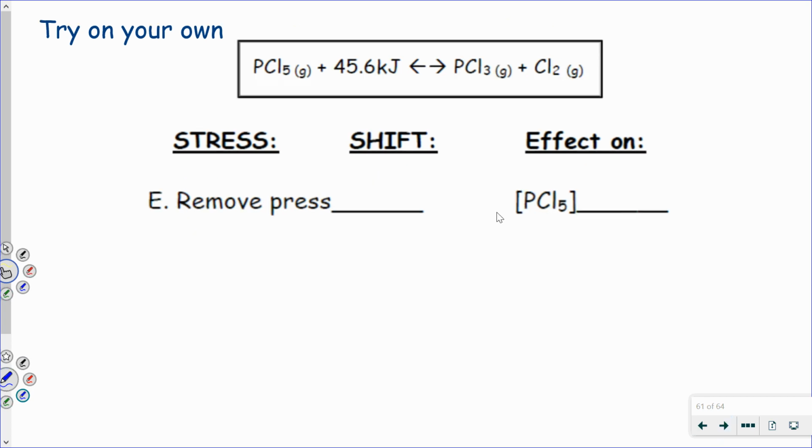All right, what about if we remove pressure? Let's try this one. Remember, once again, pressure, you got to use moles of gas. So pause the video and try that.